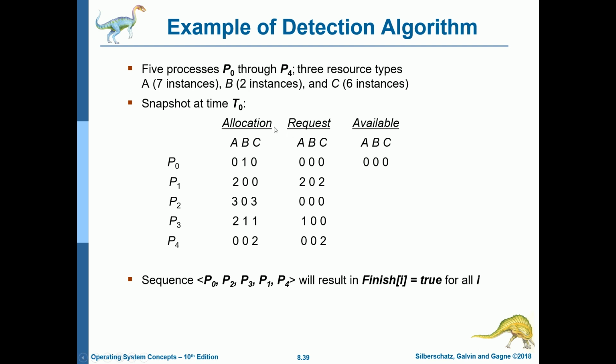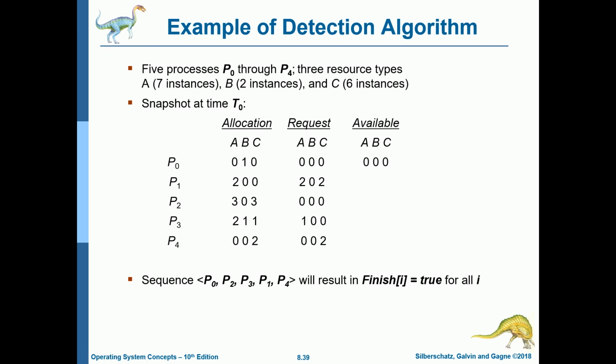Once again, this is the matrix n by m, which corresponds to the resources that have been allocated to each individual process. Over here are the requests by each one of the processes. That's again a matrix that is n by m. And over here is the available resources that we have.